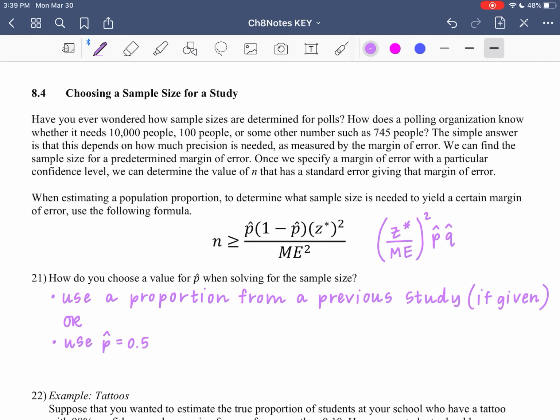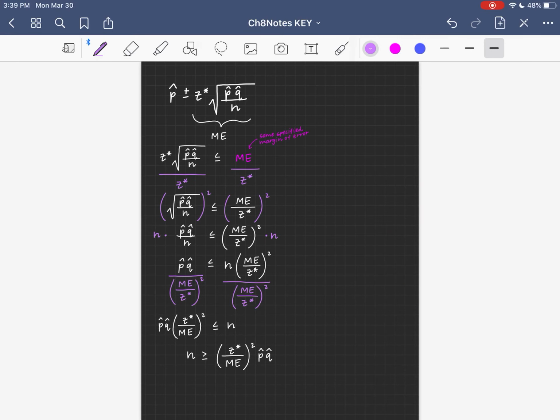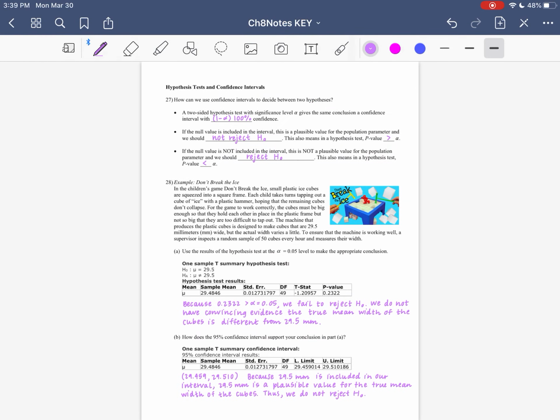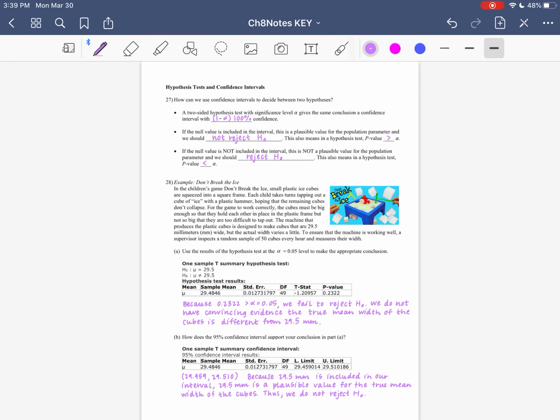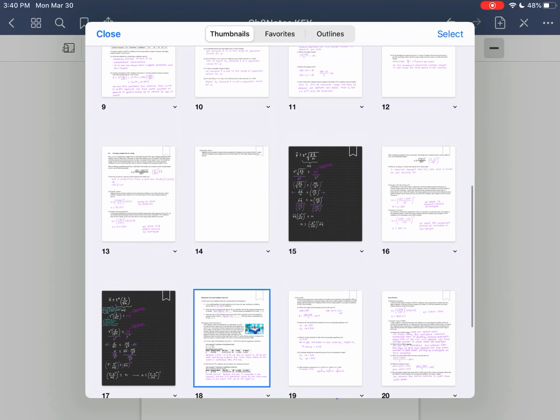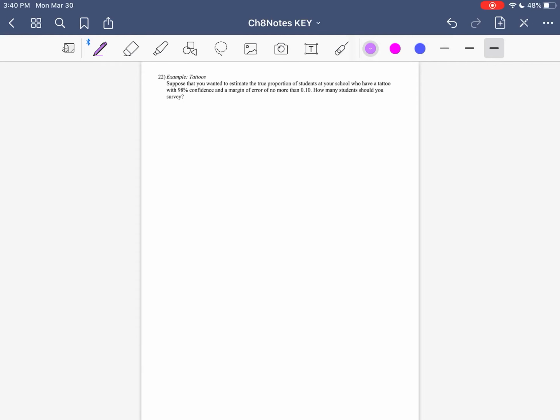8.4 has kind of two major topics in it: choosing a sample size for a study, whether it's about proportions or means, but then also there is a section about comparing hypothesis tests and confidence intervals and how we can use the results of one to help us figure out the results of the other. So I am going to split this up into two parts just so that this video doesn't get too terribly long. But I wanted to start with a motivating example.